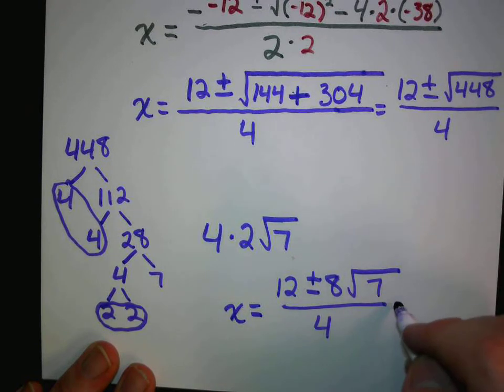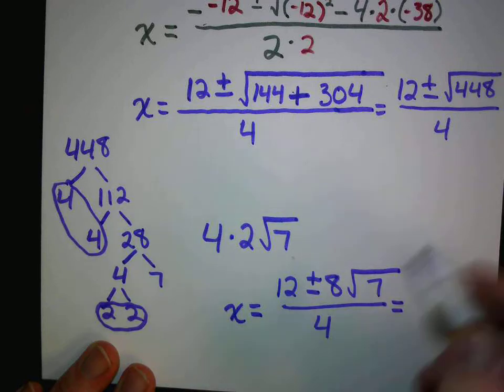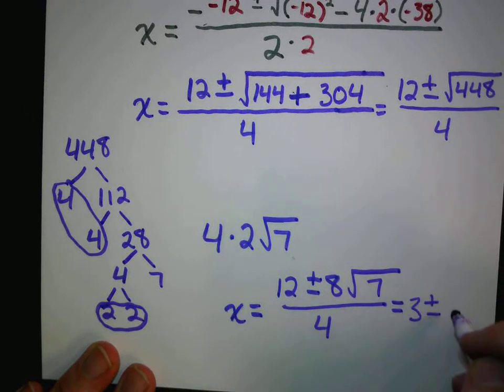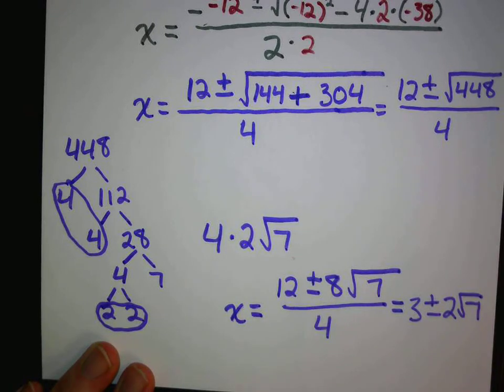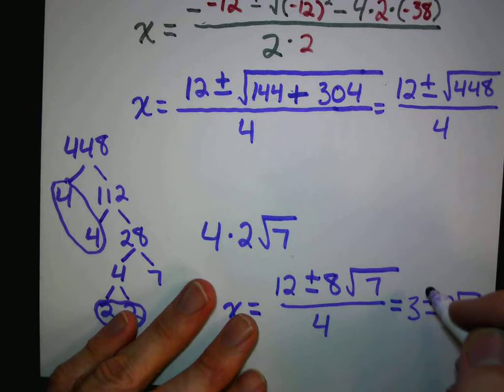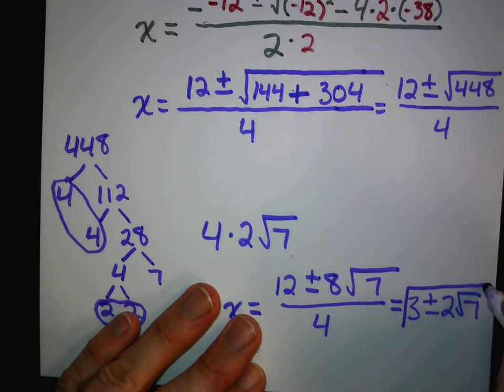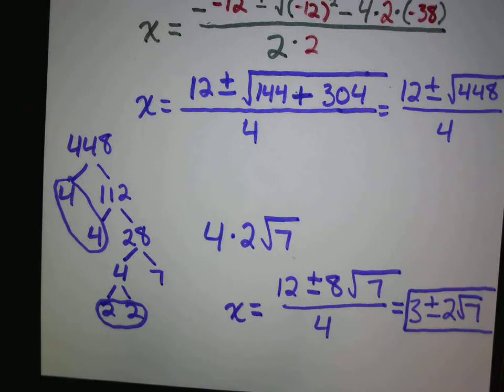And I'm almost done, but I notice that 12 divided by 4 is 3, and 8 divided by 4 is 2. And my two solutions then are 3 plus 2 square root of 7 and 3 minus 2 times the square root of 7.